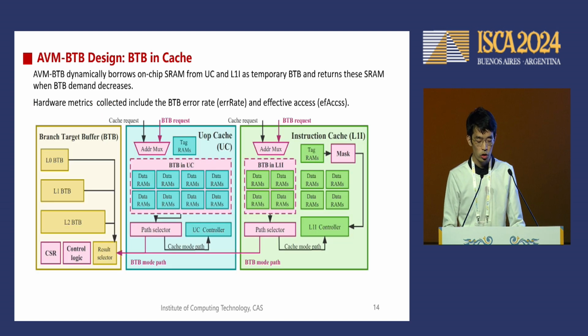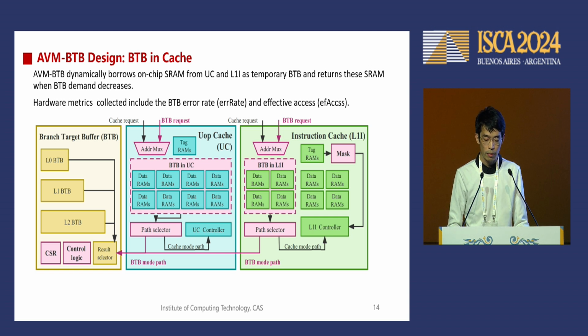Combining all four observations together, we have the AVM-BTB, which dynamically borrows SRAM from iCache and UOP cache based on hardware counter information and uses this SRAM as BTB. To avoid drawbacks like long wiring delays, we select adjacent components in the front end. We utilize all UOP cache data RAM and half of the ways of iCache data RAM that are closer to the BTB for co-optimization. And these RAMs support mode switching, transitioning from cache mode to BTB mode when necessary.